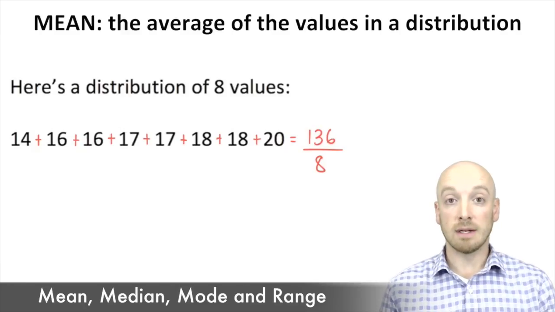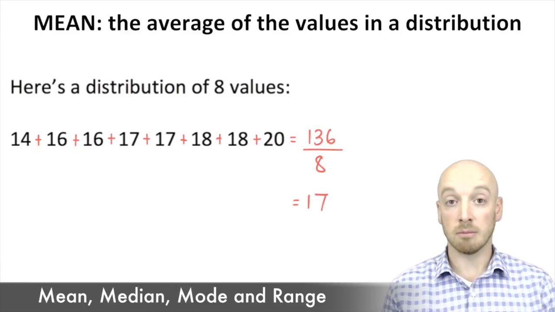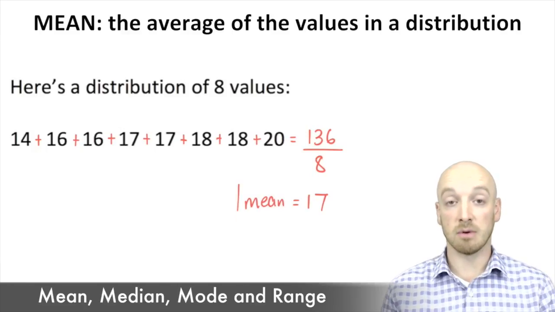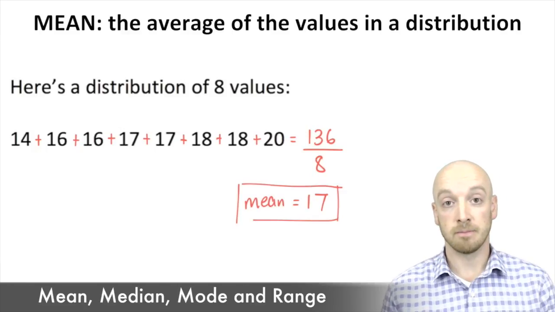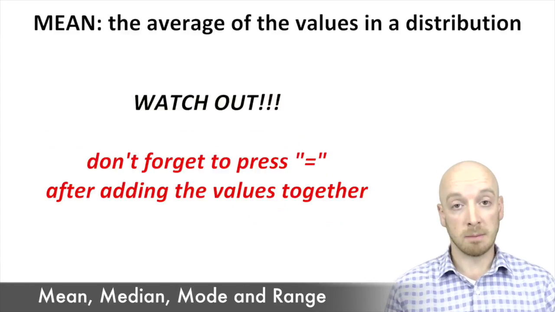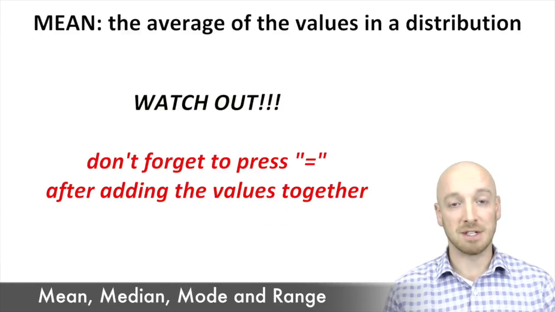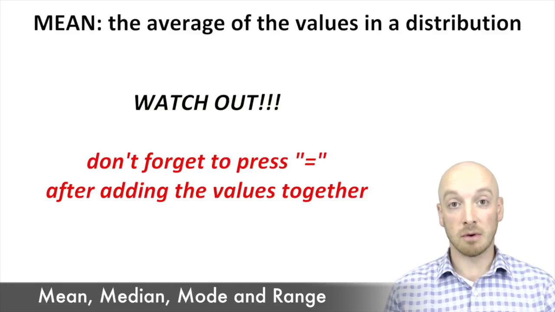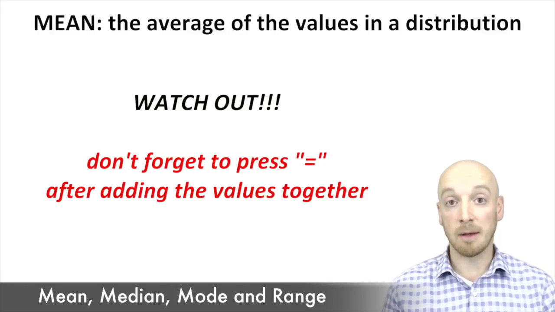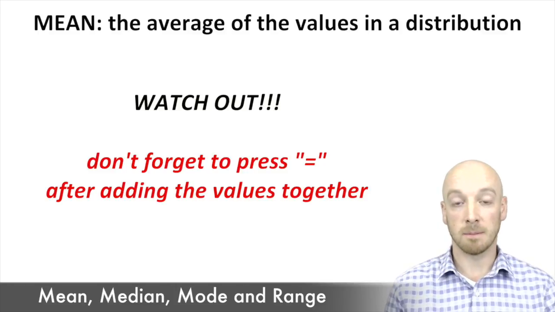So remember, all I did there was add those values together, press equals, and divide by the number of values in the list. Two common mistakes: people often forget to press equals after adding that last number in the list. And don't forget, the number you're dividing by is the number of values that you added together. You could just count them in the list, and that's what you're dividing by.